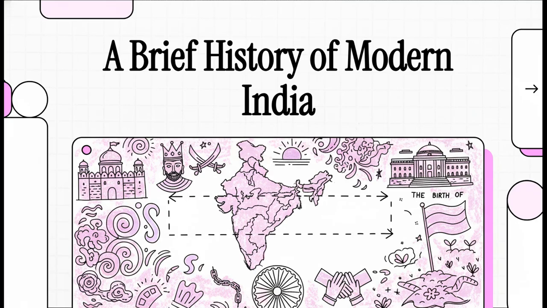So let's talk about the history of modern India. I mean, it's this huge, sprawling story, right? You've got empires, massive rebellions, the birth of a nation. It can feel, honestly, a little overwhelming to even know where to start. But what if there was a way to chart a clear path through it all? All right, let's dive in.